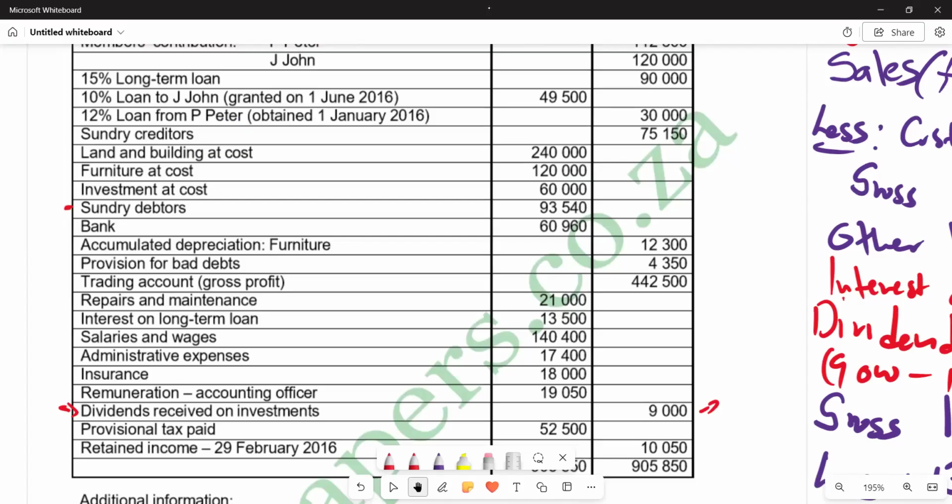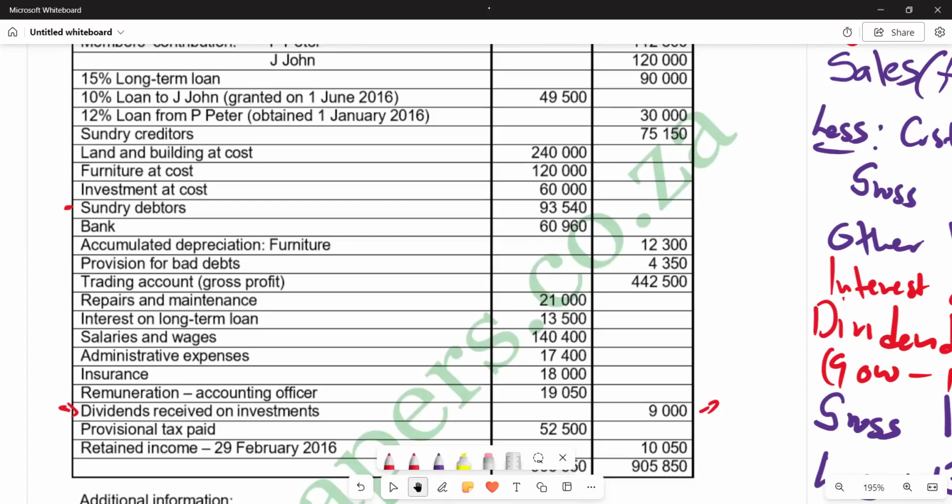So you come in, we are going to say repairs and maintenance, and the figure that we have is 21,000. So you're going to just say 21,000. And then we go to the next expense that you are having in the list of balances. Given our repairs and maintenance, we've got 21,000.